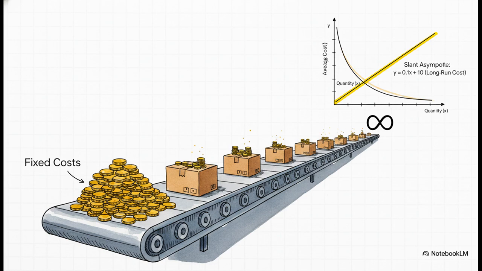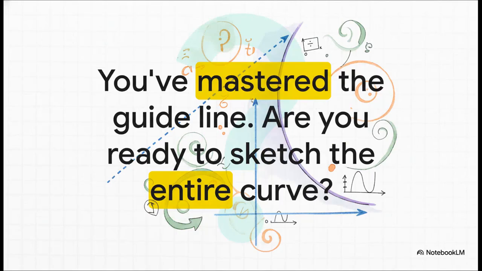Pretty cool, right? So there you have it. The slant asymptote is that secret guideline telling you where a graph is headed. You know the 1 degree higher rule, you know how to use division to find the equation, and you've even seen how it shows up in economics. You have officially mastered the guideline. So the only question left is, are you ready to sketch the rest of the curve?